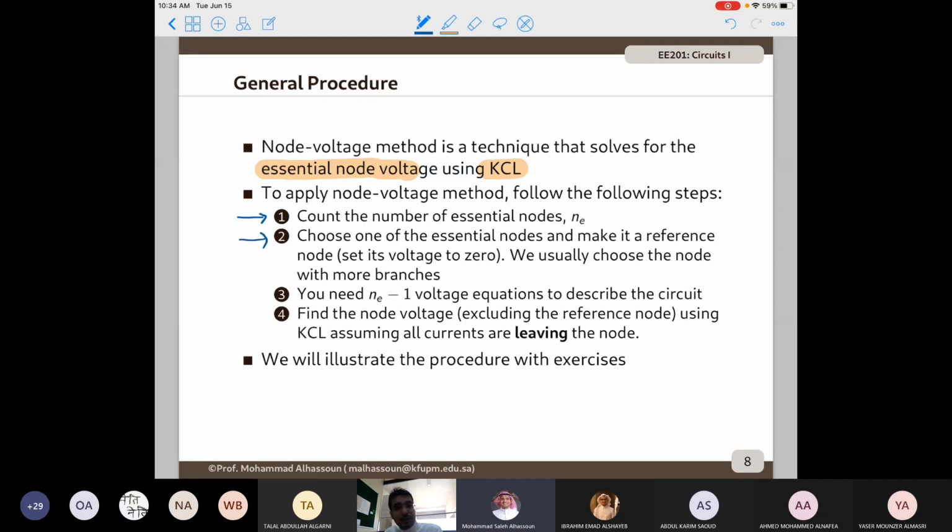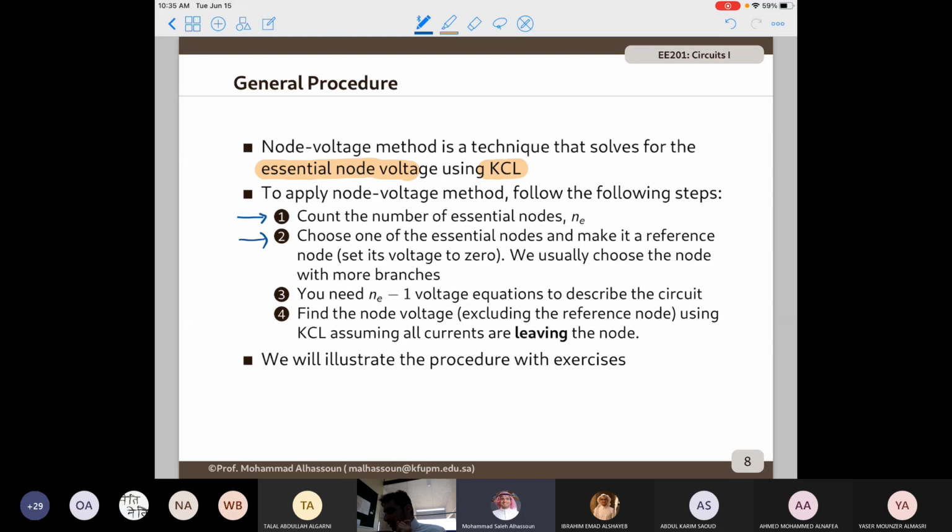Then you need to choose one of these and set it as a reference. Remember, the voltage is actually the potential difference. So if I ask you what's the potential difference between point A and point B, or what's the potential difference at point A, you should ask me, what will be the reference point here?